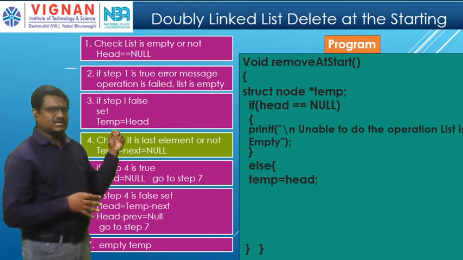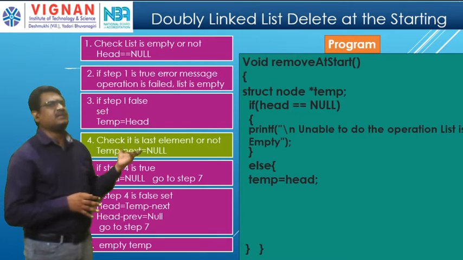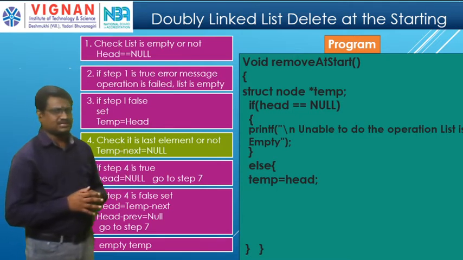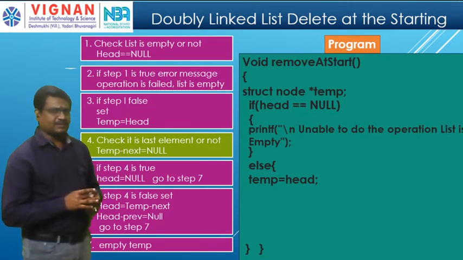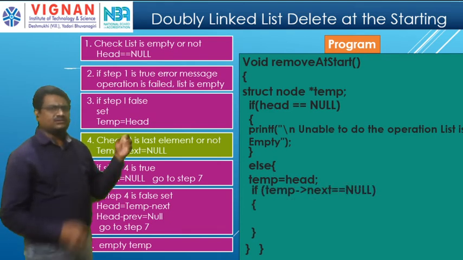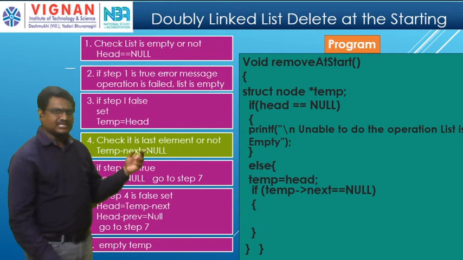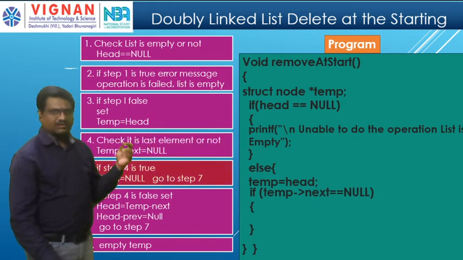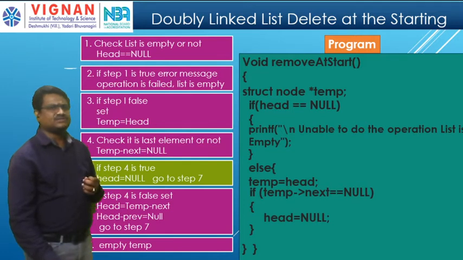Why? Because if it is the only element available in the linked list, then when the single element is deleted, the linked list will become empty. Am I right? So here I am writing. Now here I am checking if the temporary next variable is null or not. If it is null, what will happen? I will go to head equals null. Am I right? I am emptying the linked list.